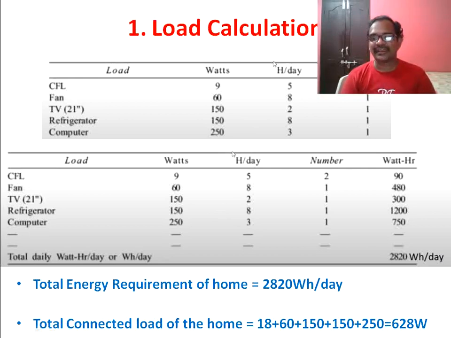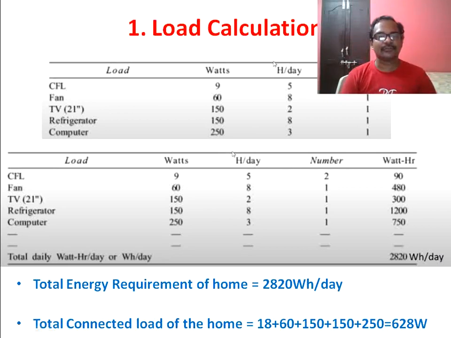So if I add up all the watt hour requirements of the individual equipment in your home, you will get the total energy required by your home. That is 2820 watt hours per day. Every day I require 2820 watt hours of energy, that is 2.82 kilowatt hours per day, that is 2.82 units per day the house will consume. So I need to supply this amount of energy to the house from the PV system. And what is the connected load of your home?